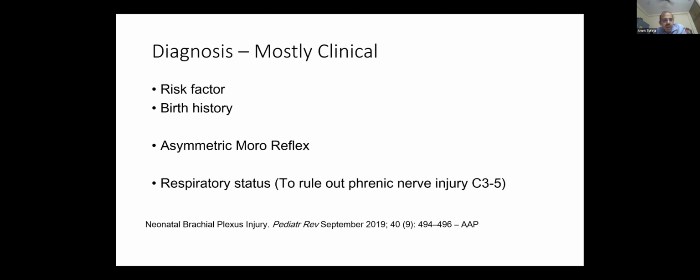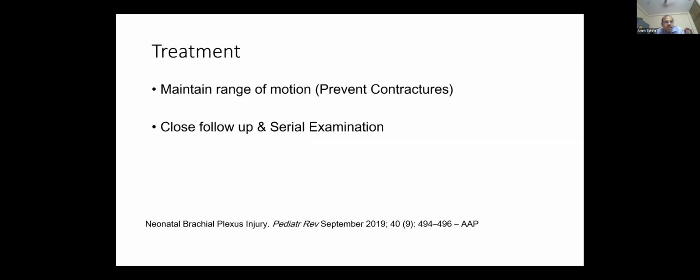Diagnosis is mostly clinical. Risk factors will give us an idea. Birth history will give a clue. Asymmetric Moro we can observe in the newborn. And sometimes C3, C4 may also be involved, so the respiratory status also should be checked. Treatment is mostly conservative. We have to prevent contractures, maintain the range of motion, and close follow-up and serial examination is advised.